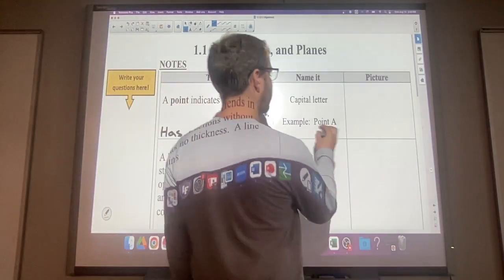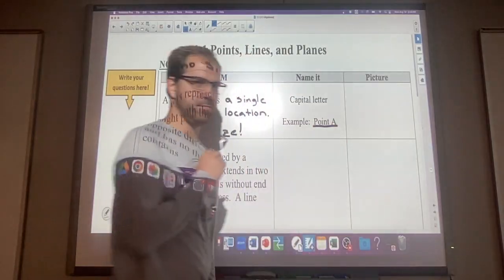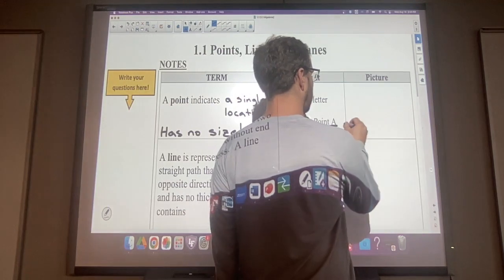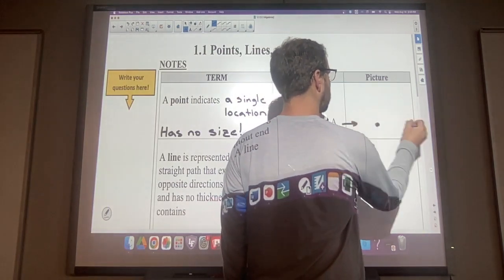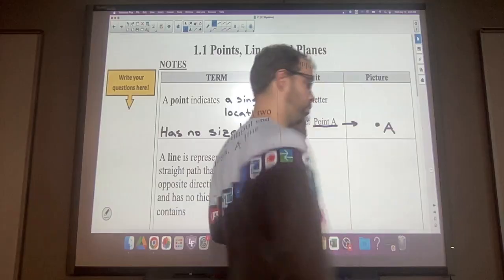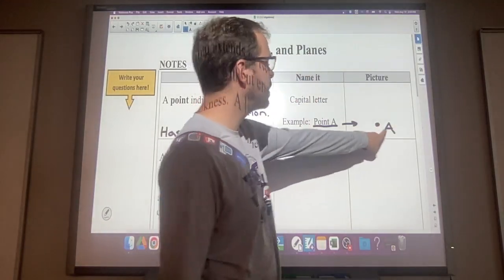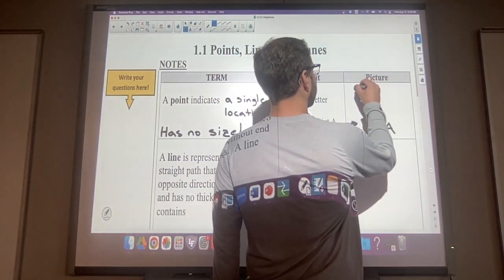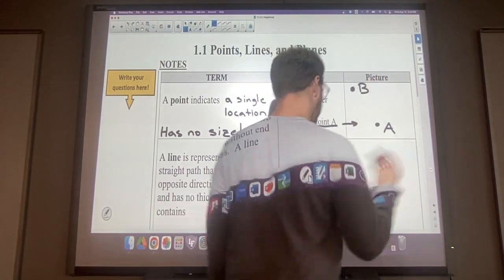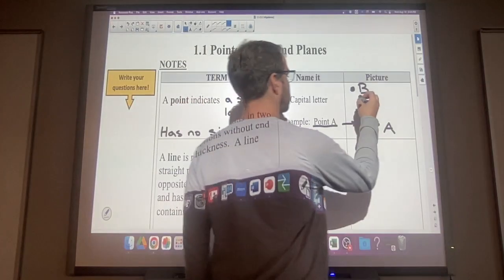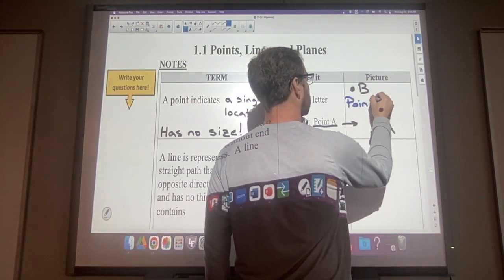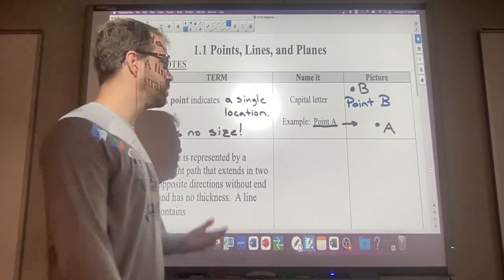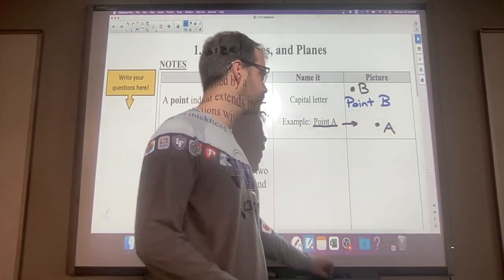Now, how do we describe it? You do have to say point and then a capital letter. So in this case, if we said point A, well, point A would be if we were talking about this right here. That would be point A. You have a point, and then you have a capital letter next to it to label it, like so. Give you another example. If we had this here, you would need to say that this is point B. All right, pretty straightforward. It's a point. You need to use a capital letter to identify it.